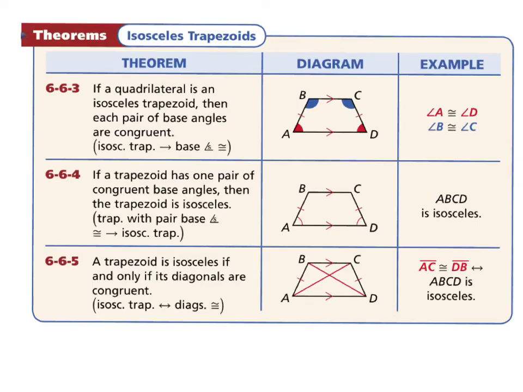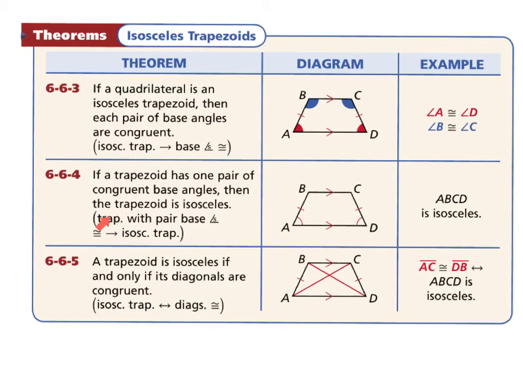So here are your theorems based on isosceles trapezoids. If you have an isosceles trapezoid, that means each pair of base angles are congruent. Remember, an isosceles trapezoid will have one pair of opposite sides that are parallel, and the legs are congruent. If a trapezoid has one pair of congruent base angles, then it's isosceles. So this one says that if you know that you have one pair of base angles that are congruent, then it will be an isosceles trapezoid.